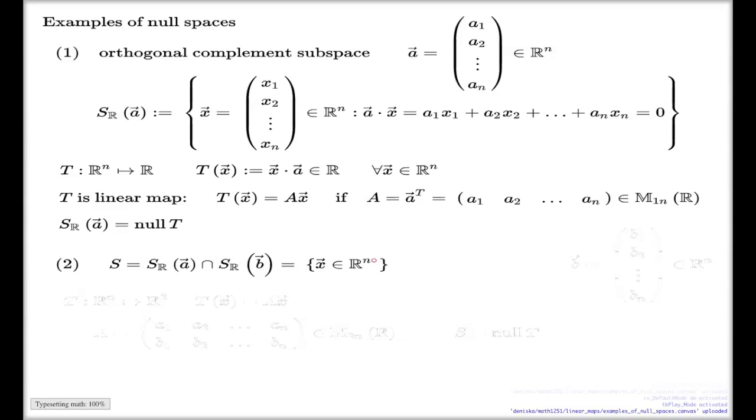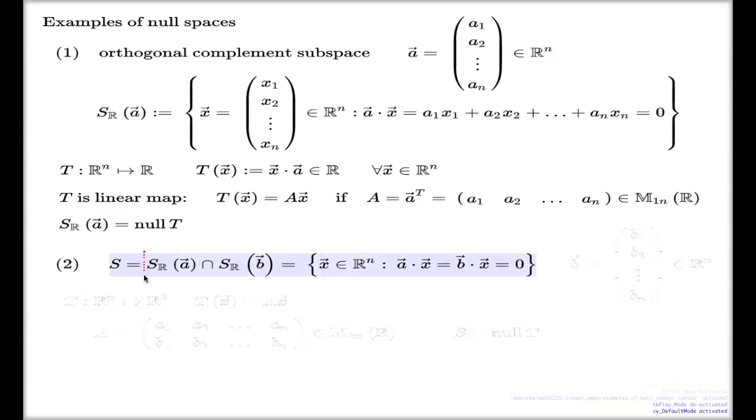So here's my expansion for this symbol S. It's the vectors from Rn, like this, which vanish two dot products at the same time, with a and with b. So yeah, here we go. We have proved that when you take the intersection, it is also a subspace. I can make this example fit into the null space scheme as well. I just have to craft again this linear operator properly.